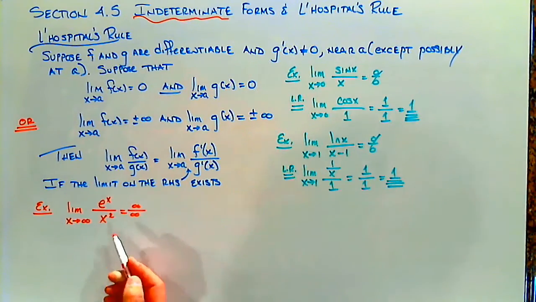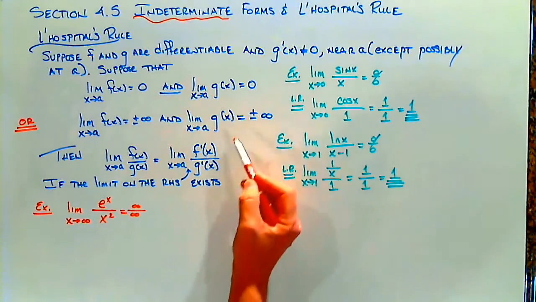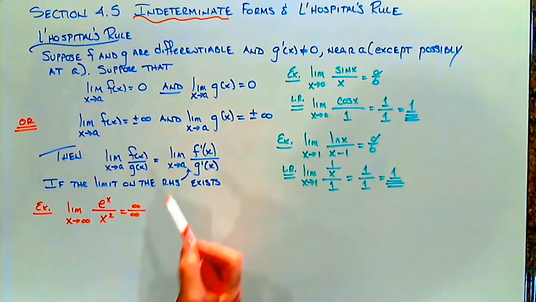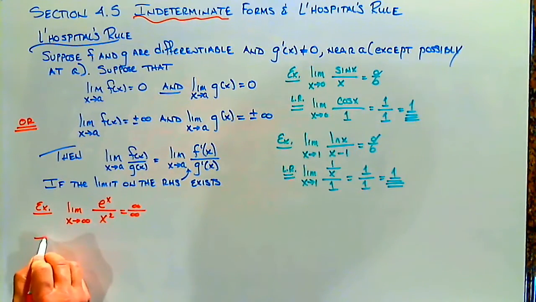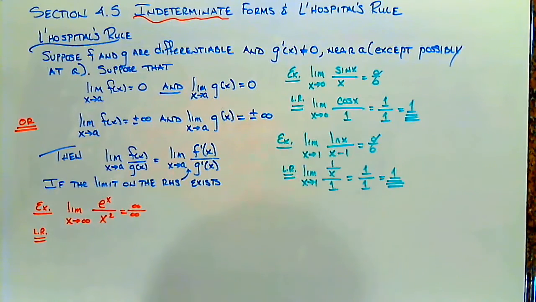So we look at this problem. We just plug it in. We get infinity divided by infinity. We realize that's a case for L'Hopital's rule. And we think to ourselves, all right, I'm going to write this. Now, why do I like to write LR over my equal sign?